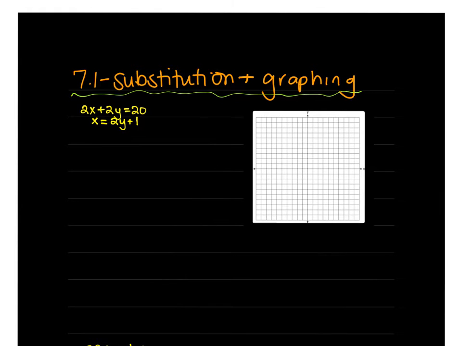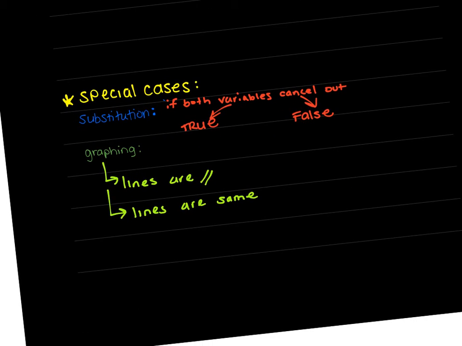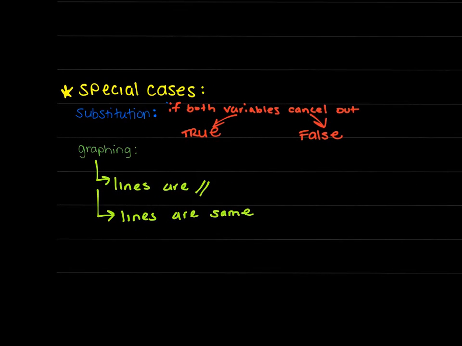So I just remembered the special cases, because I don't think you got one in this class. A special case, remember, when it's graphing, if the lines are parallel, then there's no solution. If they're the same, then it's all real numbers. So this would be no solution, and this would be all real numbers.